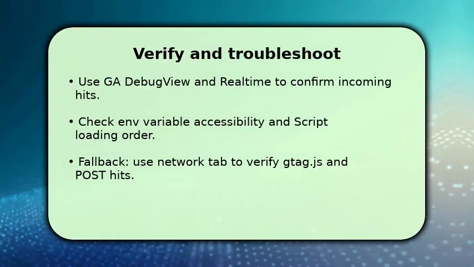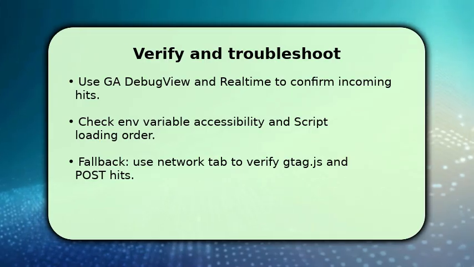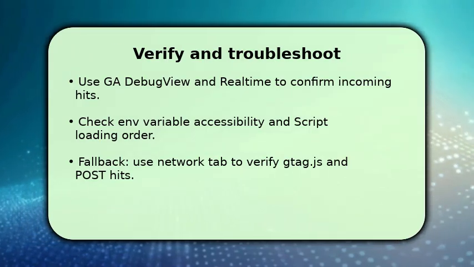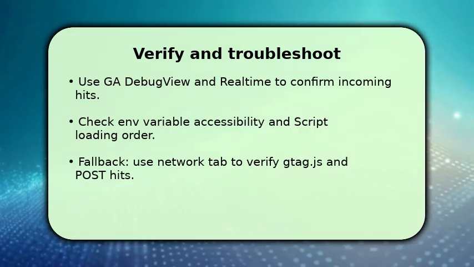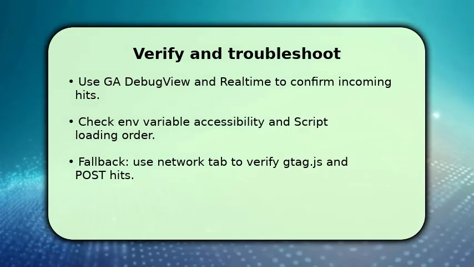If nothing appears, make sure NEXT_PUBLIC_GA_ID is exposed to client code and that the script tag loads before your event calls. Once done, monitor for sampling and filter out internal traffic.